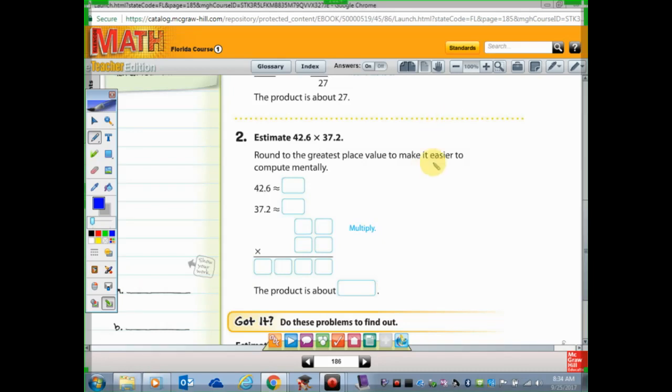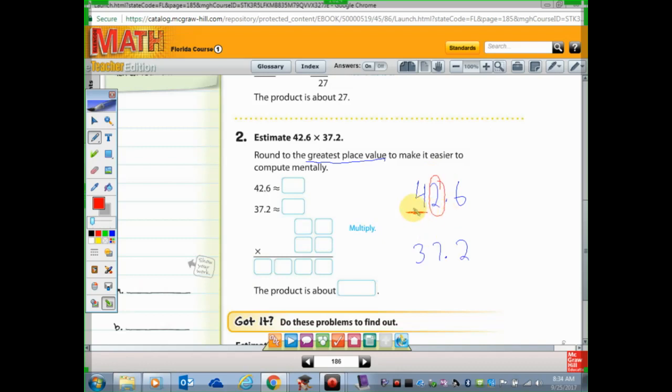Coming down to example 2, I have to read the directions carefully. It says round to the greatest place value. So the greatest place value, when you see it written like that, is going to be the digit the furthest to the left. So with 42.6 and 37.2, the furthest digit to the left for 42.6 is going to be the 4. So looking at this, one place to the right is the 2.